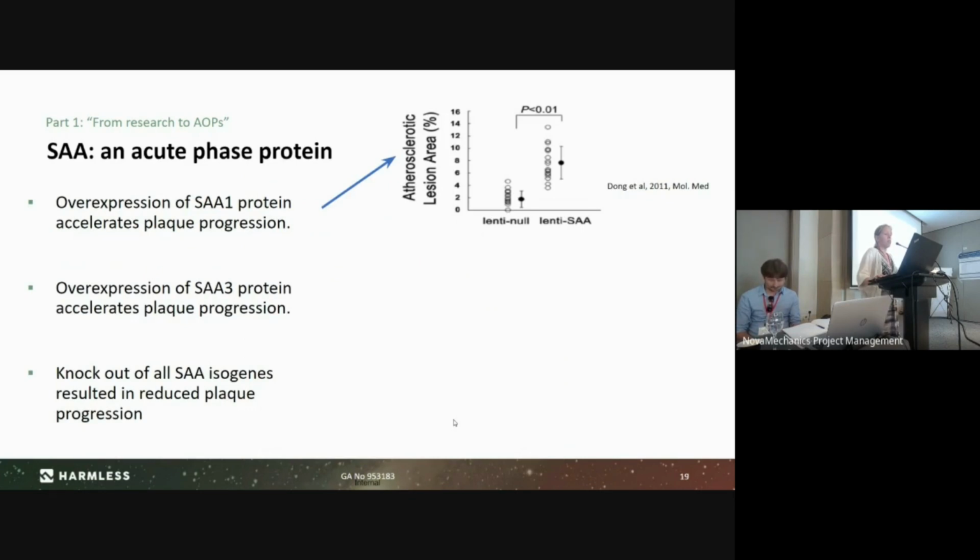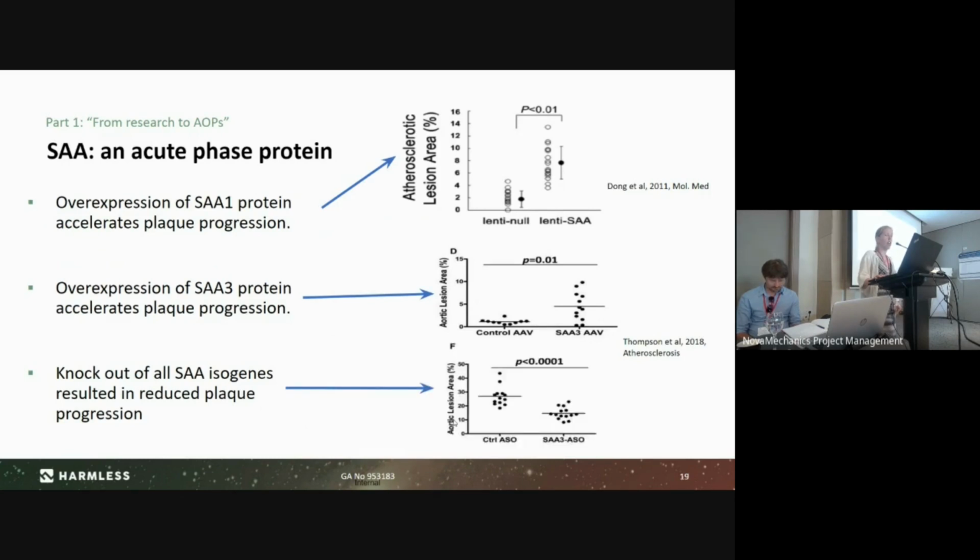It's been shown that overexpression of SAA1 protein accelerates plaque progression. In this study, mice were infected with lentivirus, so they either did not express SAA or expressed a lot, and the mice who expressed the SAA had plaque progression. In this study, it's shown that SAA specifically also accelerates plaque progression, and in the same study, they tried to knock out all SAA isogenes, and this resulted in reduced plaque progression. So there is a nice correlation between SAA in the blood and increased plaque progression.